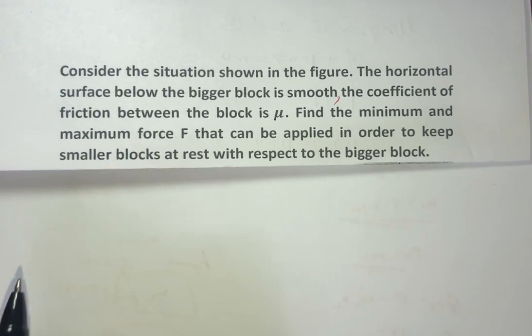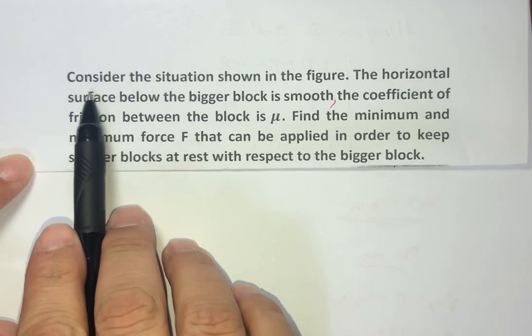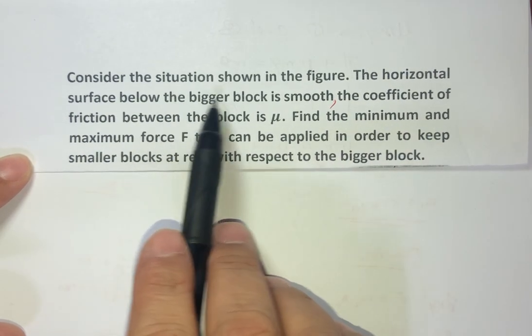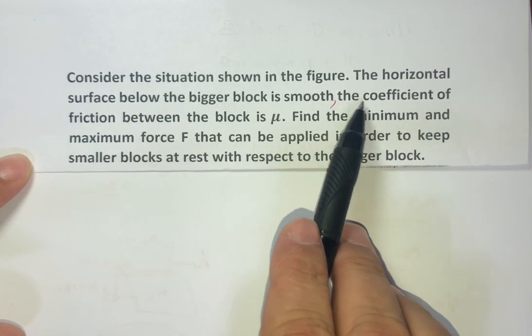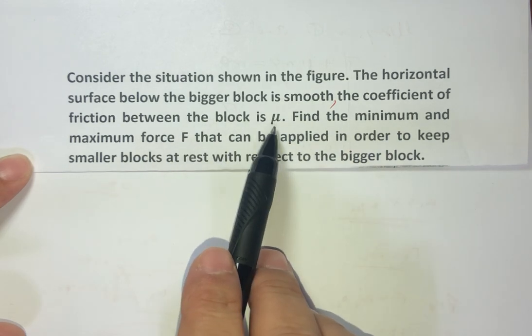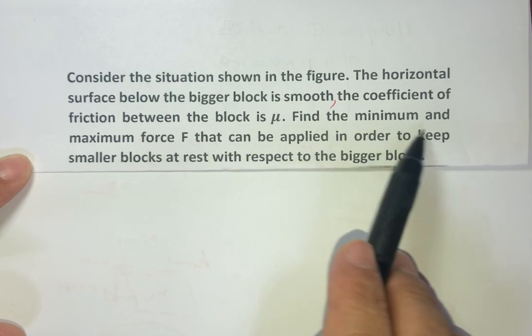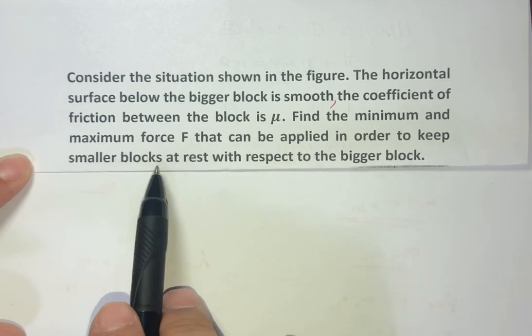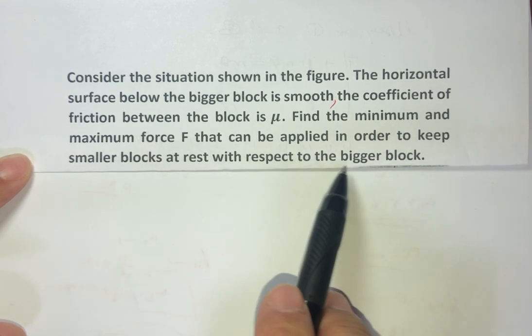Hello friends. So in today's question, consider the situation shown in the figure. The horizontal surface below the bigger block is smooth. The coefficient of friction between the blocks is mu. Find the minimum and maximum force F that can be applied in order to keep the smaller blocks at rest with respect to the bigger block.